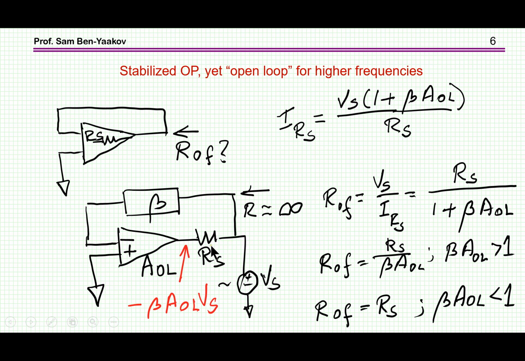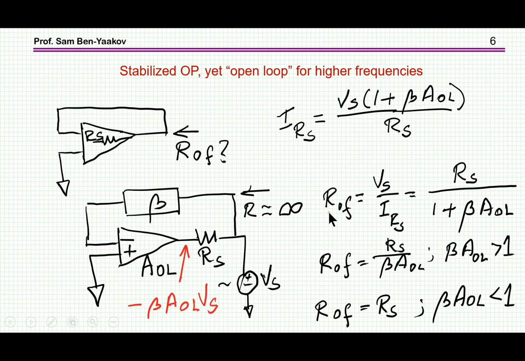This is very simple to derive, because if I have here a signal I am imposing, V sub S, then the signal that I'll get on the other side of the resistor will be minus beta A open loop Vs. So the total voltage is (1 plus beta A open loop) times Vs, and therefore the current is this current, from which I can calculate the impedance by Ohm's law. I know the voltage across it, and I know the current.